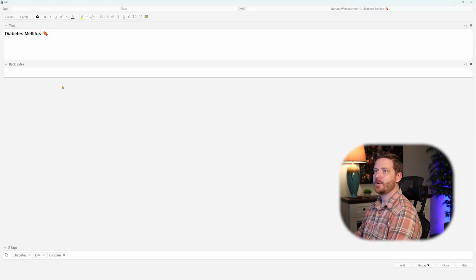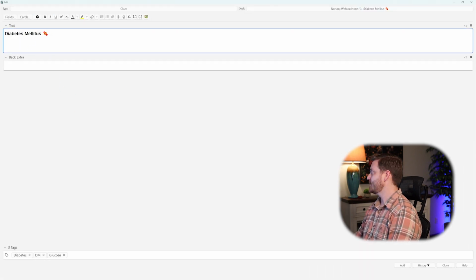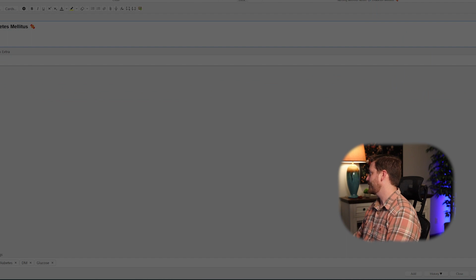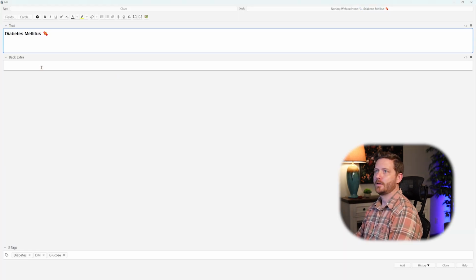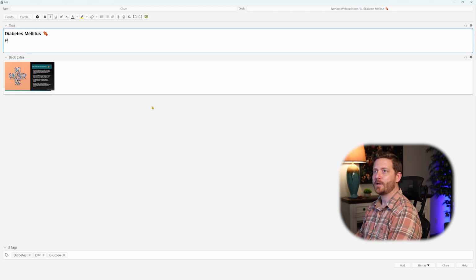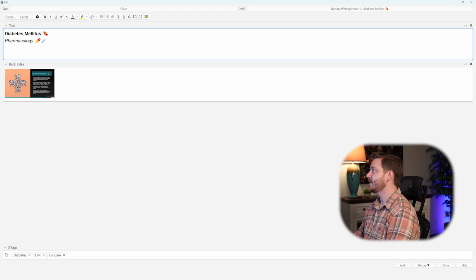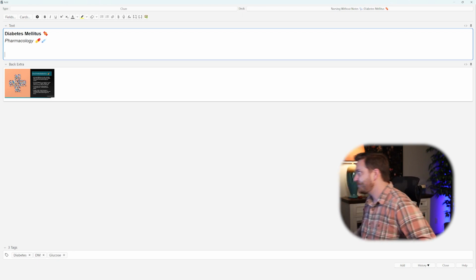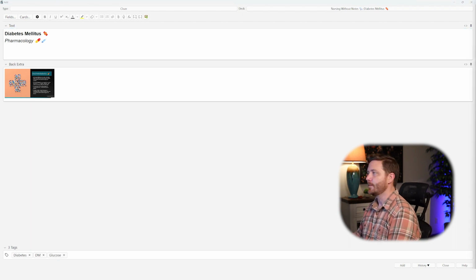All right, let's pop back over to Anki. Now let's look at oral anti-diabetics. Let's go ahead and add that PowerPoint in there. And right below here, I'm going to add in pharmacology. So the first thing with the oral anti-diabetics is they are only indicated with type 2 patients when diet and exercise hasn't been able to maintain those desired glucose levels. So let's make a card about that.